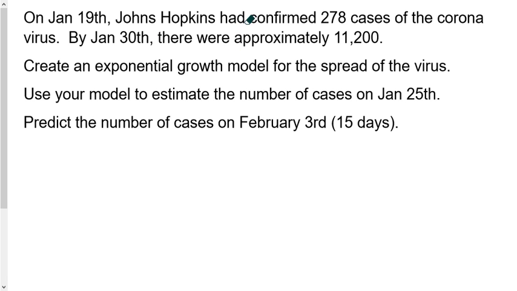So on January 19th, Johns Hopkins had confirmed 278 cases. So in other words, our initial value is 278. And then we'll use A e to the kt equals the final amount. As we keep reading, it says by January 30th, there were approximately 11,200 cases.